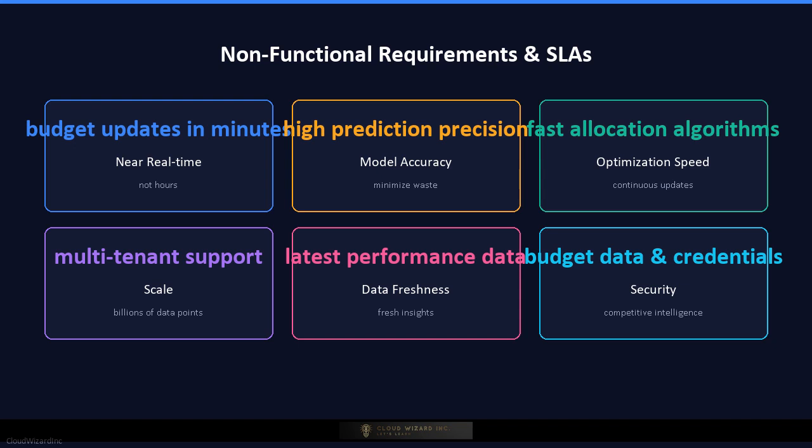Data freshness is critical because marketing conditions change rapidly during peak seasons. The system must be secure since it handles sensitive budget data, API credentials, and competitive intelligence. And finally, it must be highly available because marketing campaigns run 24/7 and budget decisions cannot be delayed.